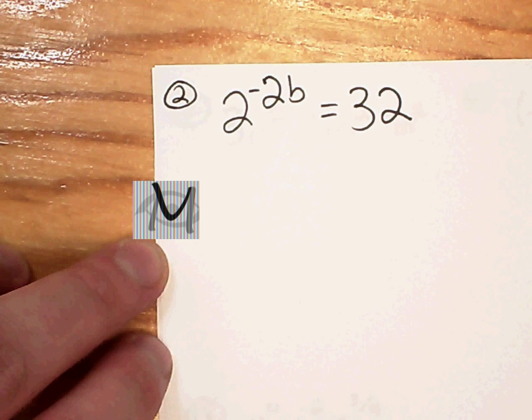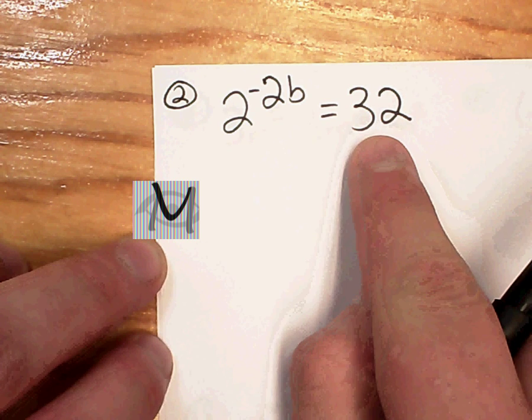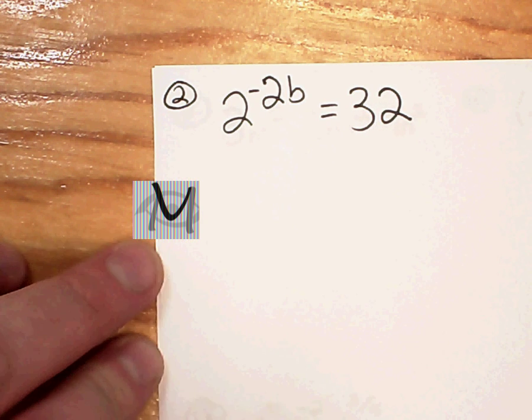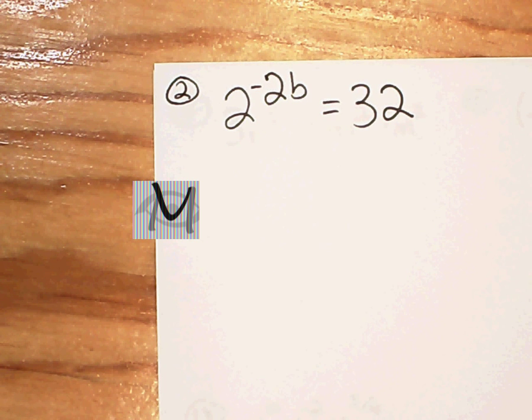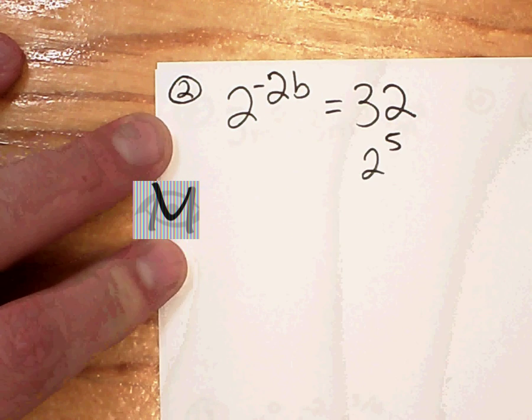So the first thing you need to do is change this 32 to where it has a base of 2. So you ask yourself, 2 to the what power will give me 32? Well, if you don't know, you take your calculator and go 2 to the 1 power, that gives me 2. 2 to the 2 power gives me 4. 2 to the 3 power gives me 8. Keep doing that until you get to 32. You find out that 2 to the 5th power is going to give you 32.